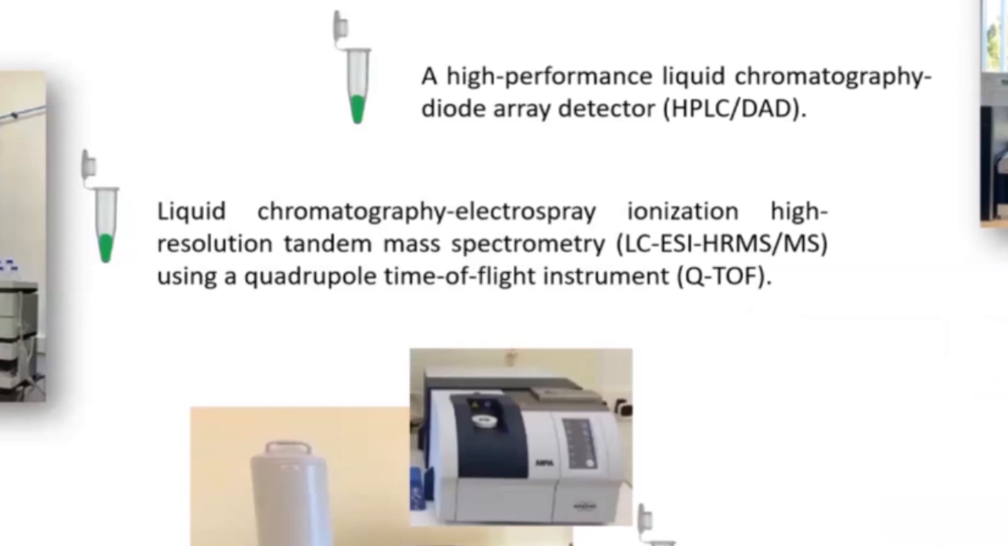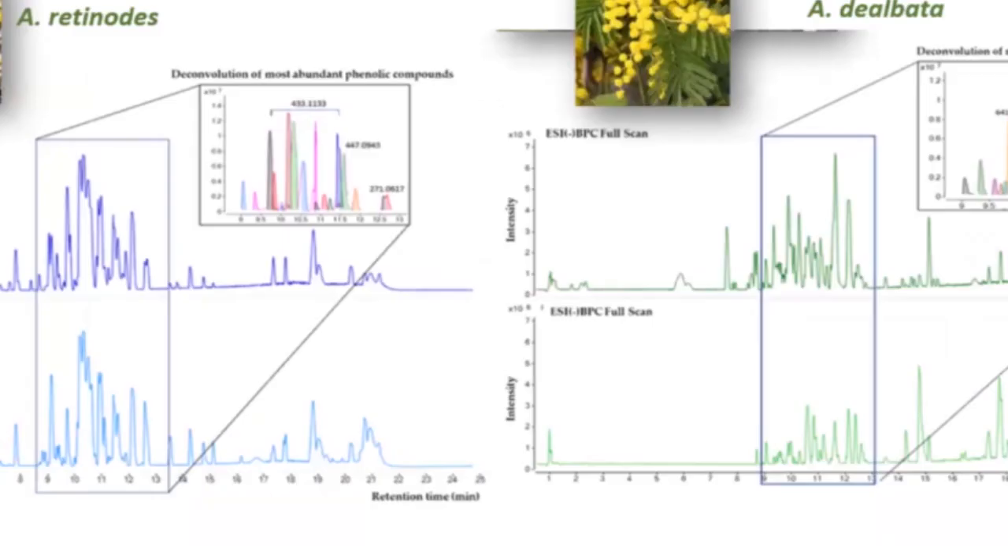So liquid chromatography is used, mainly HPLC, liquid chromatography mass spectrometry, and spectroscopy for Raman and NIR. We get into the results part.